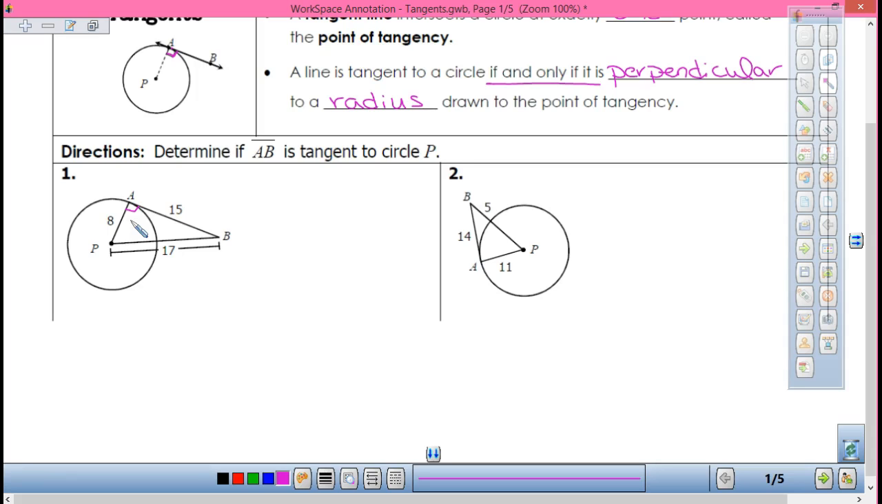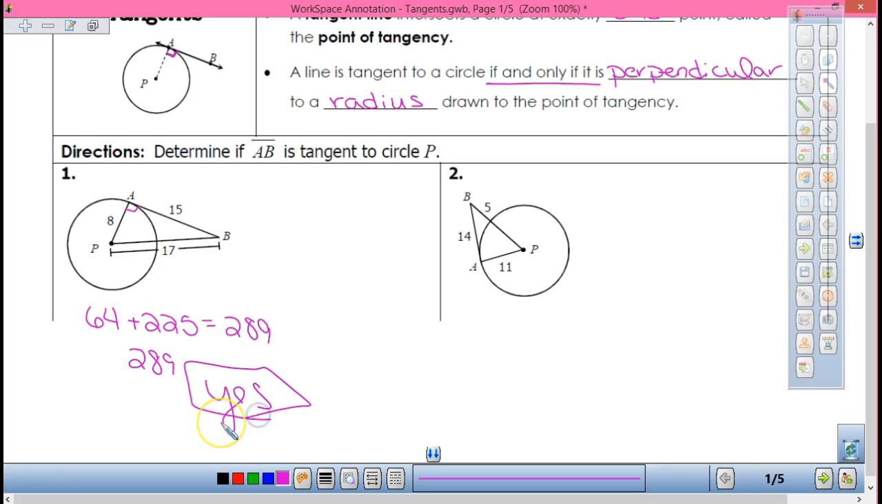Okay, so a squared would be 64 plus 225 equals 289. What is 64 plus 225? 289. So is this a tangent line? So it's a big ol' yes.